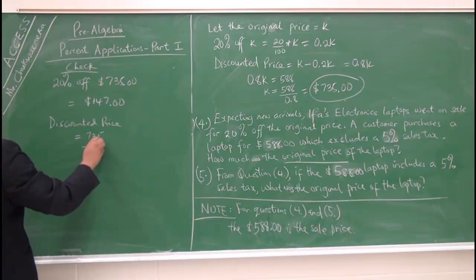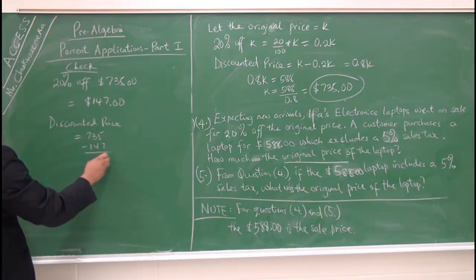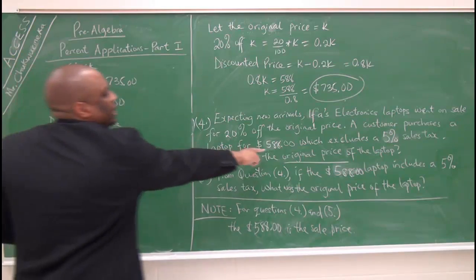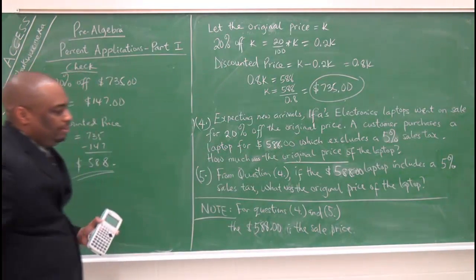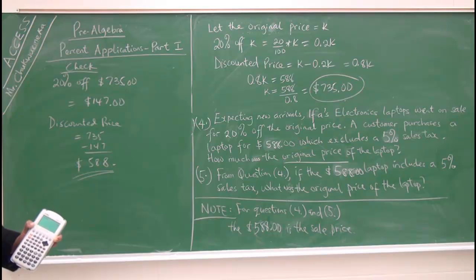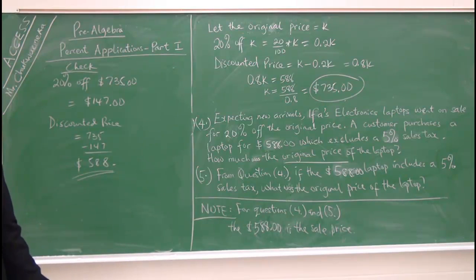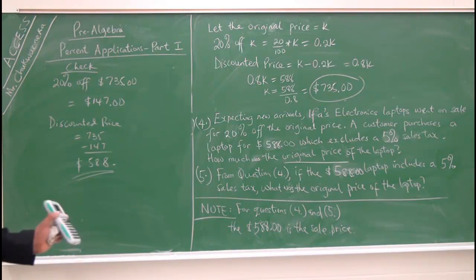735 minus 147. 15 minus 7 is 8. 12 minus 4 is 8. 6 minus 1 is 5. 588. That's the sale price, the discounted price. Okay? So that's for question 4.